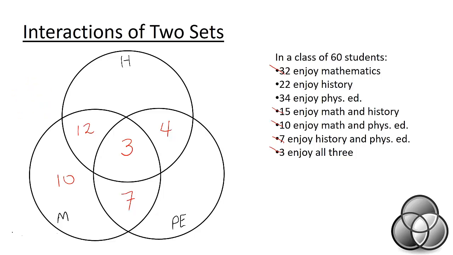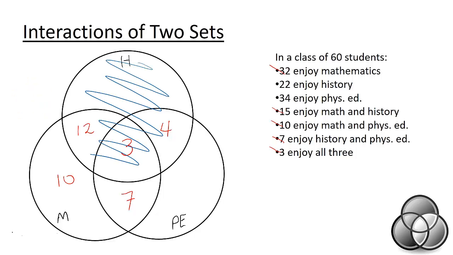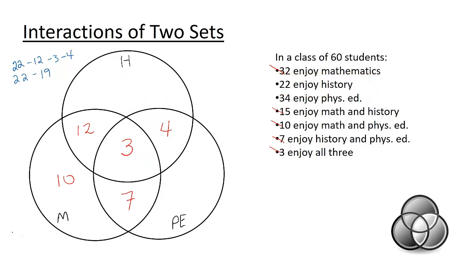Okay, let's do the same thing for our history circle. These 4 regions must add up to 22. So we're going to do a little bit of mental arithmetic. We'll take our 22, subtract 12, subtract 3, and subtract 4. This is really 22 take away 19. So that means there should be 3 remaining here in that uppermost part of our history circle.